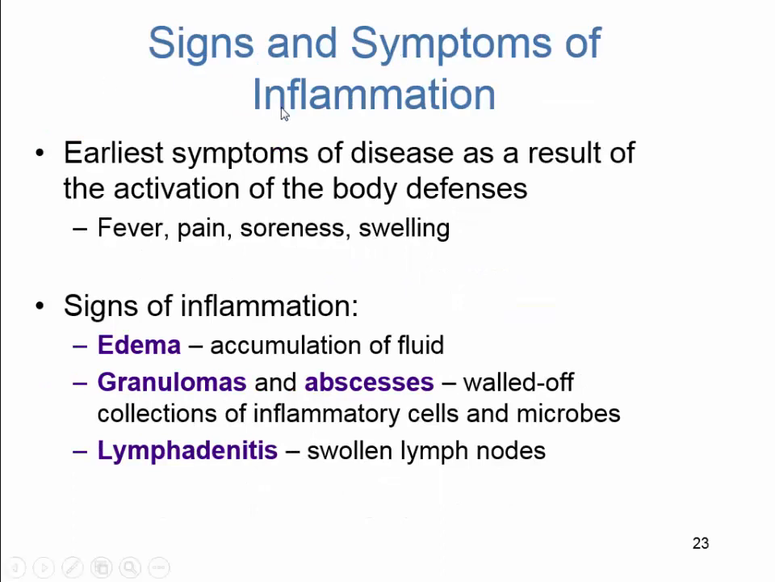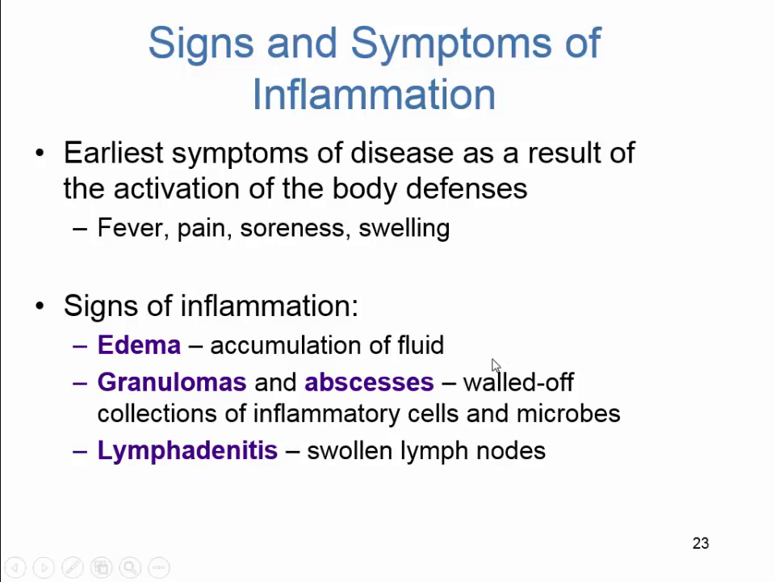The signs and symptoms of inflammation consist of fever, pain, soreness, and swelling. And so this is how we know we have some sort of illness taking place. And so, for example, when we think of edema, right? Edema is the accumulation of fluid. So think about why we would have fluid accumulate at a site of infection. Our immune system has to move cells to the site of infection to remove the infectious agent. So as a consequence of that movement of cells, you have an accumulation of fluid in the site of infection and edema because you have a movement of immune cells to try to fight off that infection.